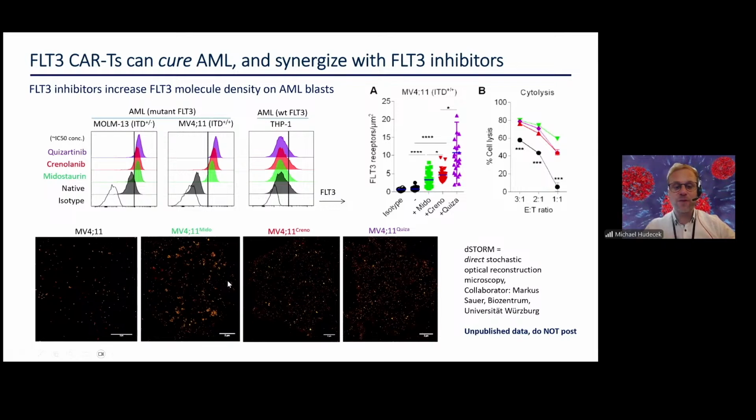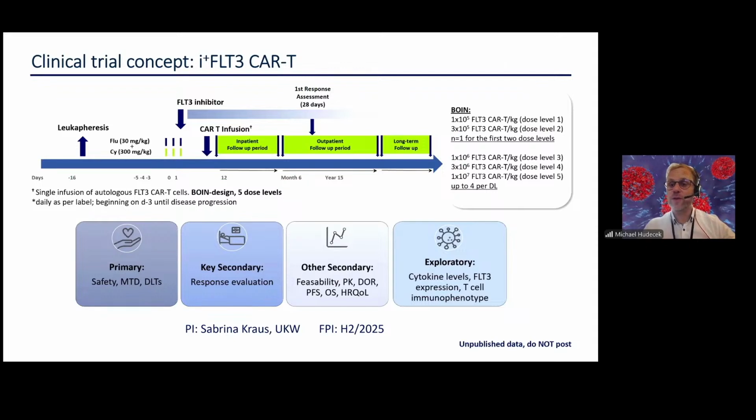And we see here with super resolution microscopy, where you can zoom in and also demonstrate single molecule expression, that there is really higher antigen density on the AML cells. In part, these molecules are clustered, but they're certainly amenable to recognition by our CAR T cells. So we have now procured funding for a clinical trial to test this paradigm, where we first treat patients with an FLT3 inhibitor and then go in with our CAR T cells.